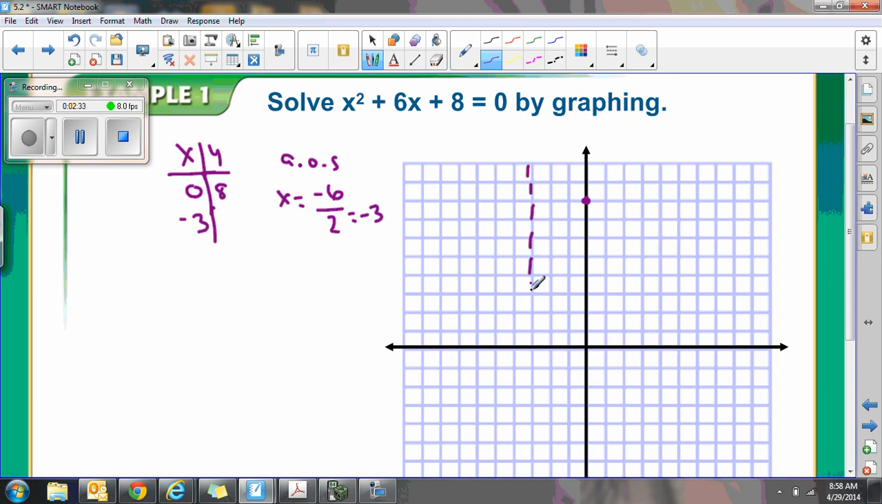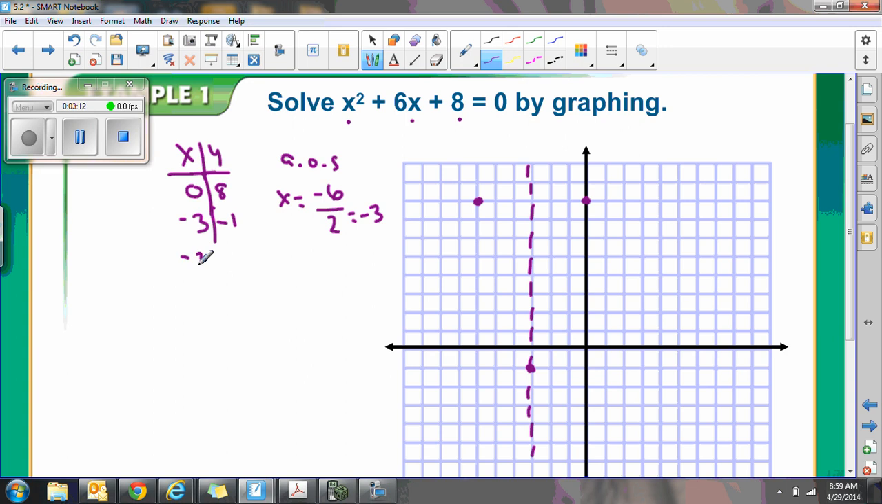If I put that line right down through, that gives me an opportunity to take this point and reflect it over. So that should also be a point on my graph. Now, negative 3 is where the vertex occurs, so I would like to figure out what that is. I'm going to plug negative 3 in for x. Negative 3 squared gives me 9. Minus 18 is now negative 9, plus 8 more gives me negative 1. So it looks like negative 3 and negative 1 will be my vertex.